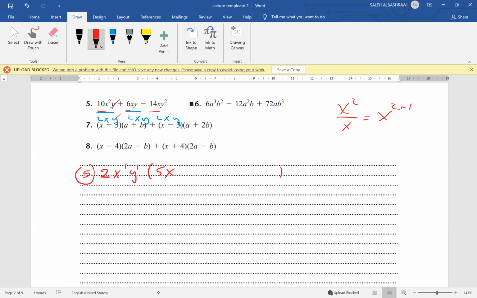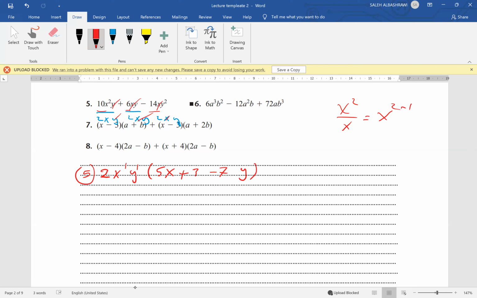Second one, plus 6 divided by 2 will give me 3. xy will cancel with xy. Third one, minus 14 divided by 2, it is minus 7. And x will cancel with x. I will have y to power 1. That is 2xy multiplied by 5x plus 3 minus 7y.